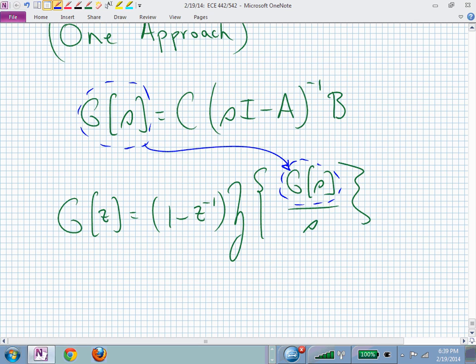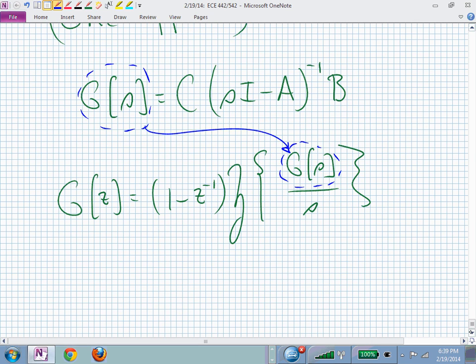Now, that's probably not the best way to do it, but it is a way to do it, and it's the best way maybe if you're doing it by hand, if I give you a 2 by 2 or a 3 by 3 system matrix A.